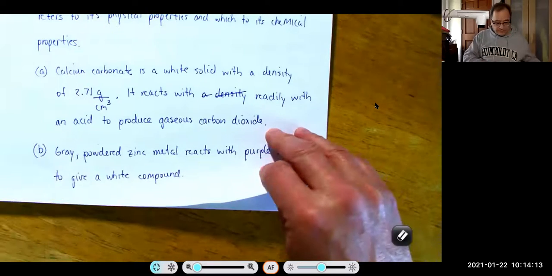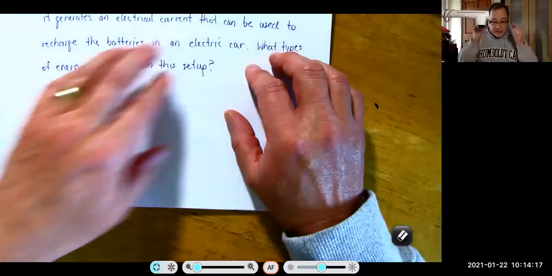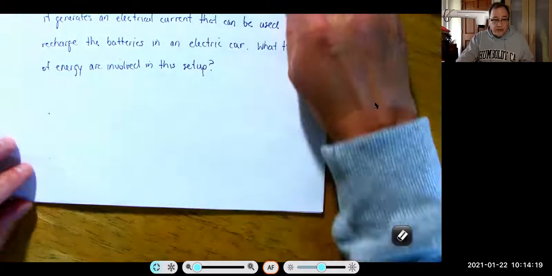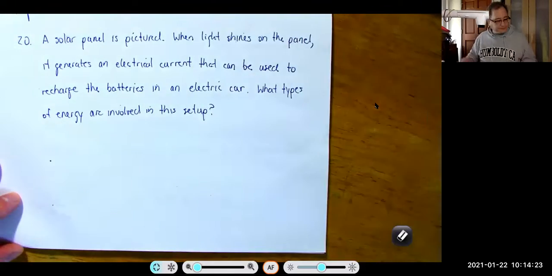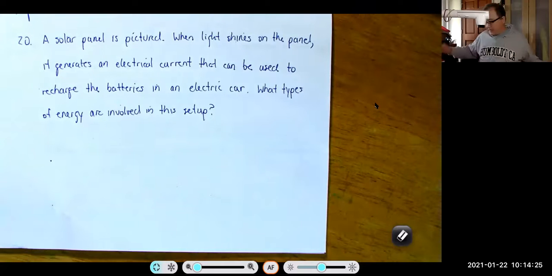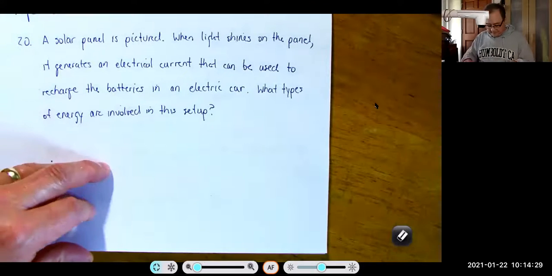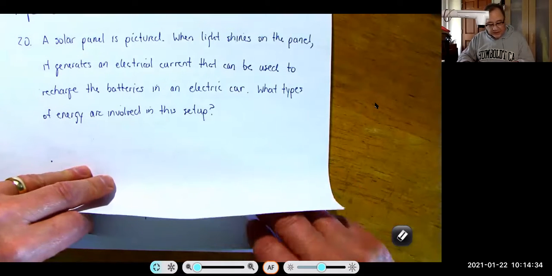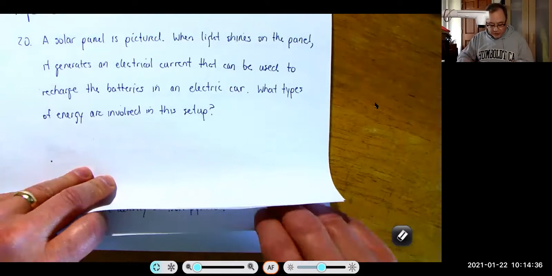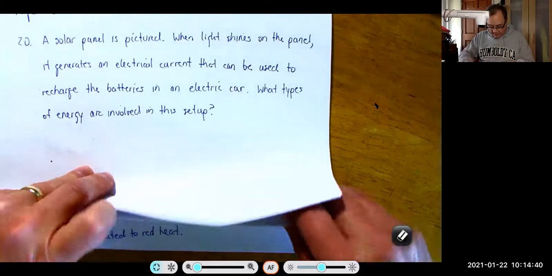Okay. So here in the book, there's a solar panel, and you can imagine in your mind what a solar panel looks like. When light shines on the panel, it generates an electric current that can be used to recharge the batteries in an electric car. What types of energy are involved?